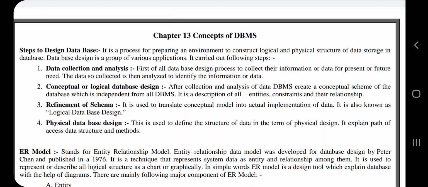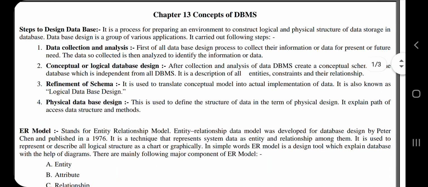Second, conceptual or logical database design. After collection and analysis of data, DBMS creates a conceptual schema of the database which is independent from all DBMS. It is a description of all entities, constraints, and their relationship.